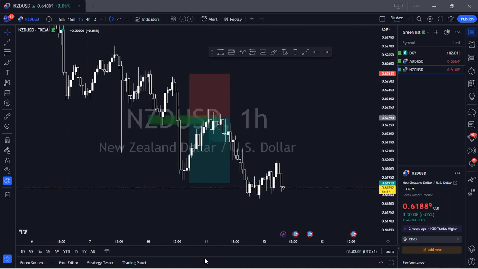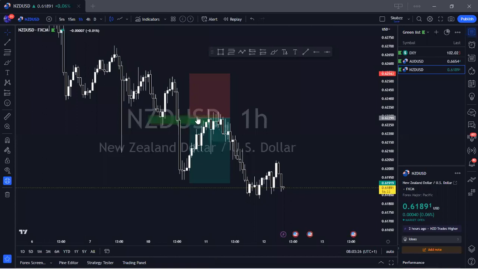So fundamental wise, as you can see, we have CPI today, and then we have another news on CAD. That's the Bank of Canada monetary policy report. Today is going to be crazy. Then we have FOMC in the night. Then on GBP, we actually have a speech from their bank's governor. So today is going to be crazy in the markets. Let's jump on our charts and see what we can get.